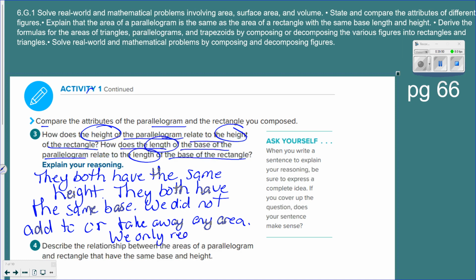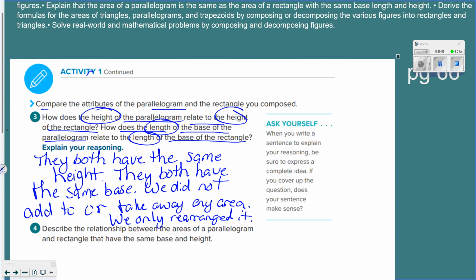All right, so again, they're the same. We did not add to or take away from the area. We only rearranged it. Make sense?